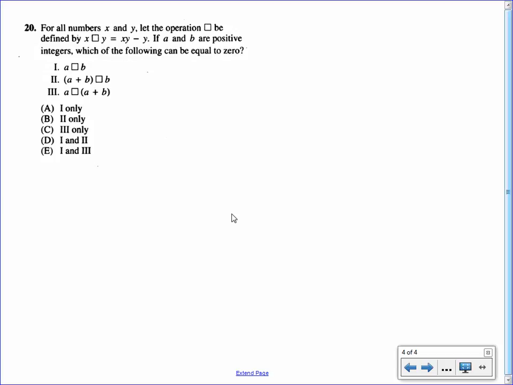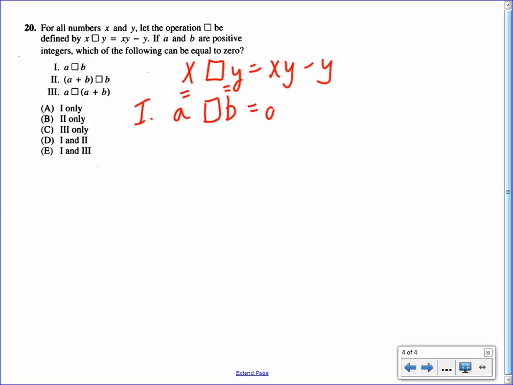Okay, so what you're gonna do is you're just gonna plug in the information and see which of these might be able to give you 0. So let's do it with the first one. So a squared b, it just is a fancy way of telling you x equals a, y equals b. So then you're just gonna plug in the information in that order. So you get ab minus b. So which of these could be equal to 0?